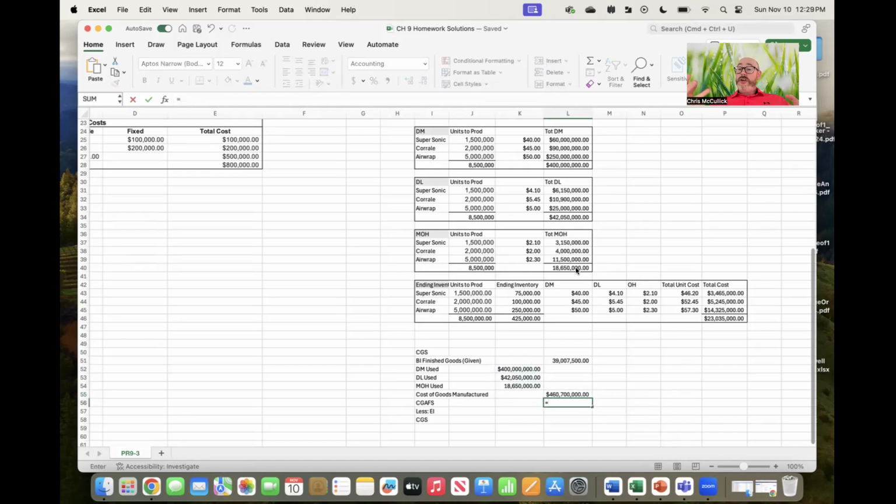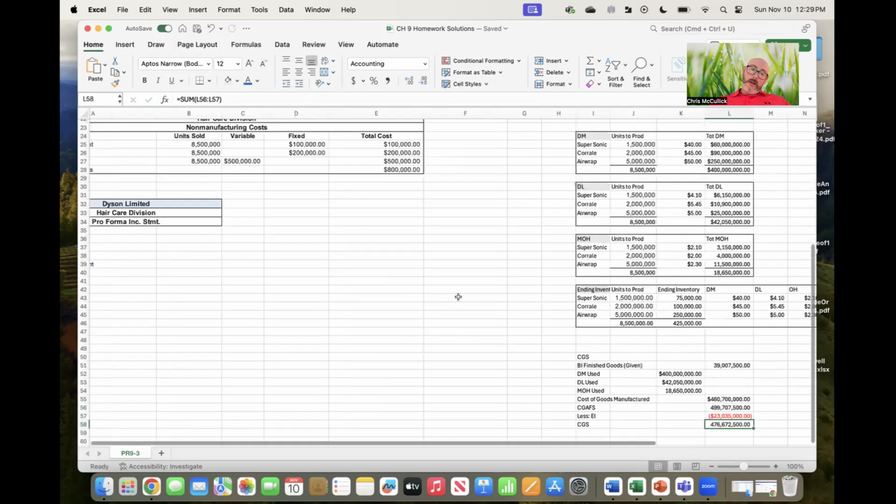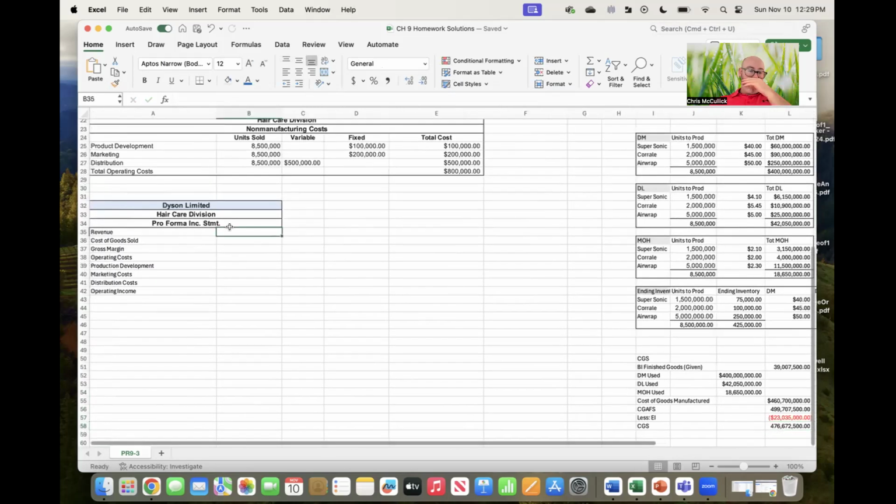To get us our total goods available for sale, our CGAFS, we're going to sum up these two. So I'm going to take this and add it together. So that's going to give our cost of goods available for sale. Now we have to subtract out what we didn't sell, our ending inventory. So I'm going to link that to this here. And I'm going to put it in as a negative number so that I can just sum. And I'll sum these two. And that gives me finally my cost of goods sold. So that now I can go over to the income statement.